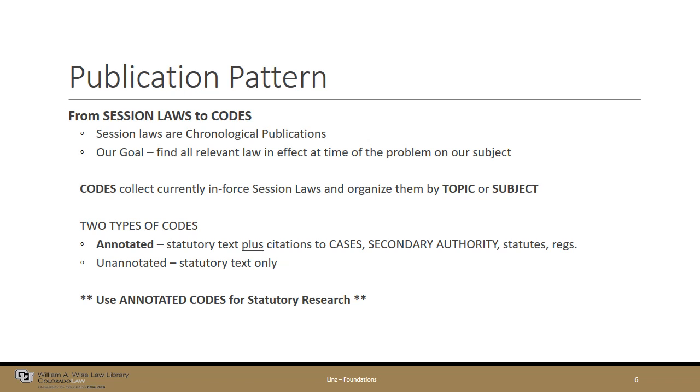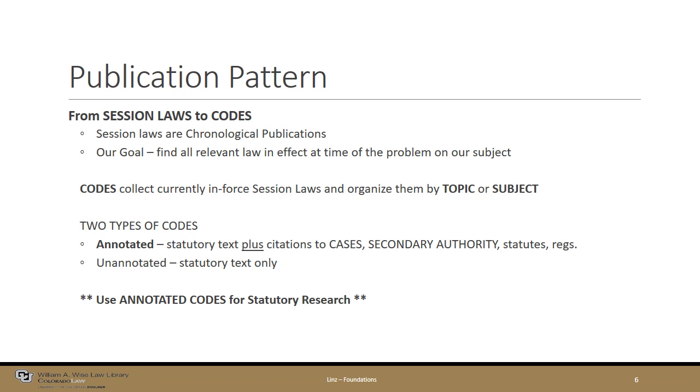There are two types of codes. There are annotated and unannotated codes. The unannotated codes are the simple ones. This is simply the statutory text plus the source notes or the historical notes, how that statutory text was derived. We'll look at that at the end of the session.